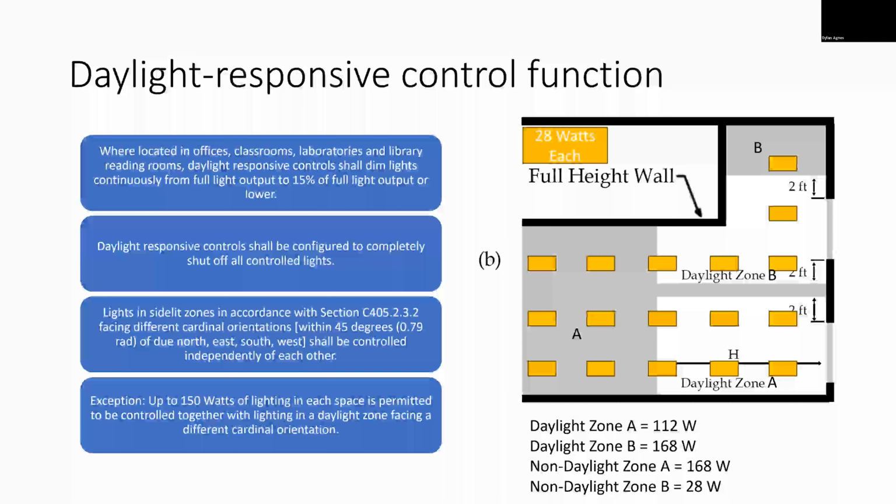Yeah, so it doesn't tell you how many sensors you need per zone. The sensor requirement goes off of the cardinal orientation. You have to be focused on that separately. That's the part that's getting me, because to me, daylight zone in my head means separate.